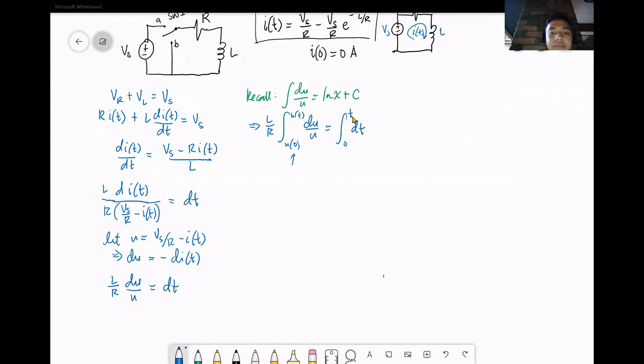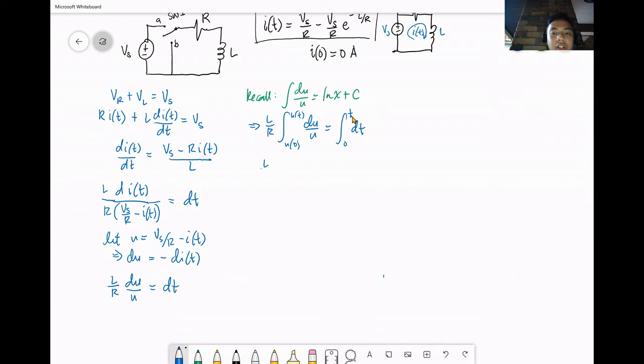Okay, then you have L over R. Sorry, it should be negative from the expression below here. So therefore this is negative L over R times ln of u of t minus ln of u of 0 is equal to t minus 0. Okay, so this is a definite integral, so you don't write a constant because you have a boundary.